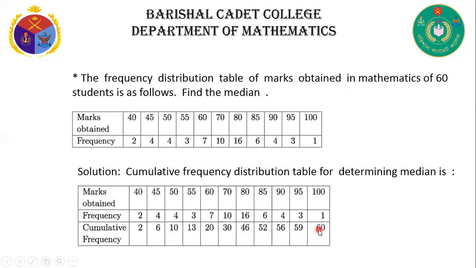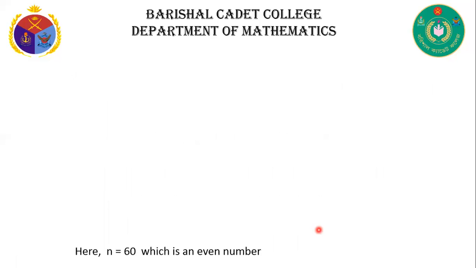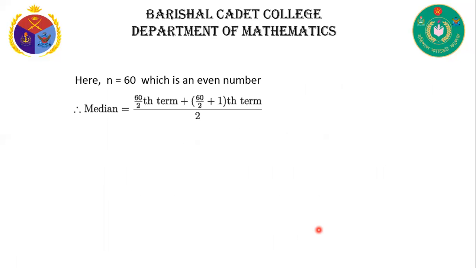That's why, we know when n is even, then we know the formula. The median is the n by 2 term plus the n by 2 plus 1 term, divided by 2. So n means 60. 60 by 2 means the 30th term, and the 30 plus 1 term. That means the 30th and 31st terms divided by 2. Here 30 and 31.